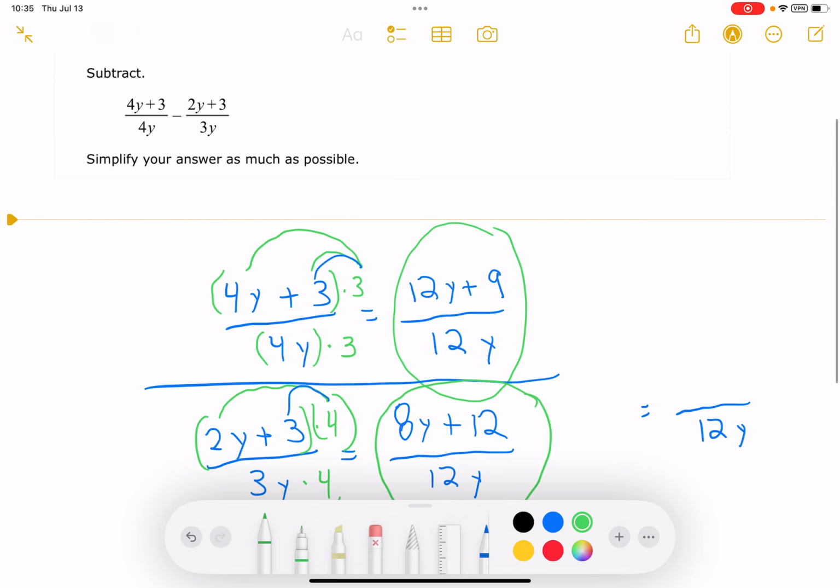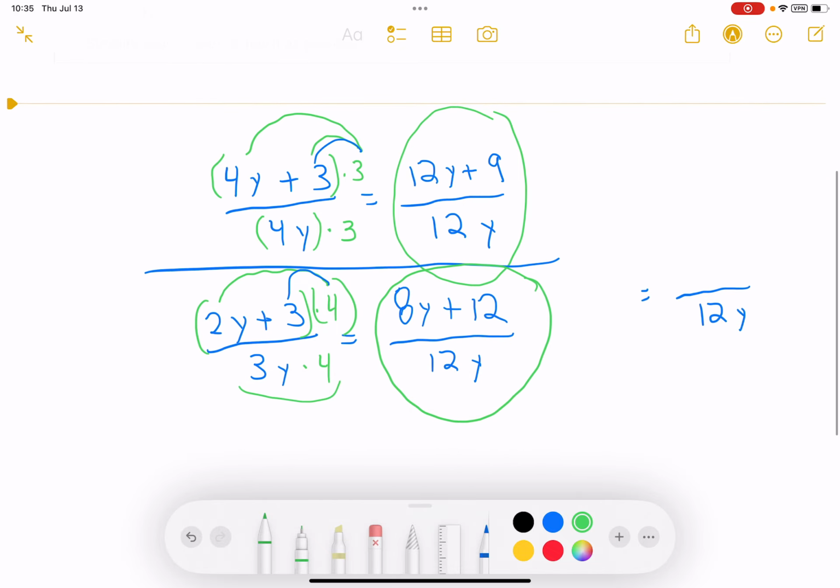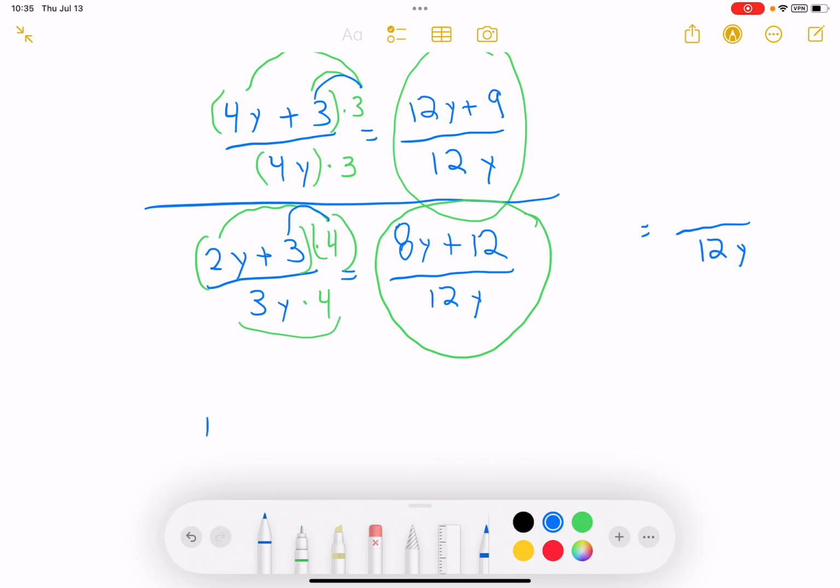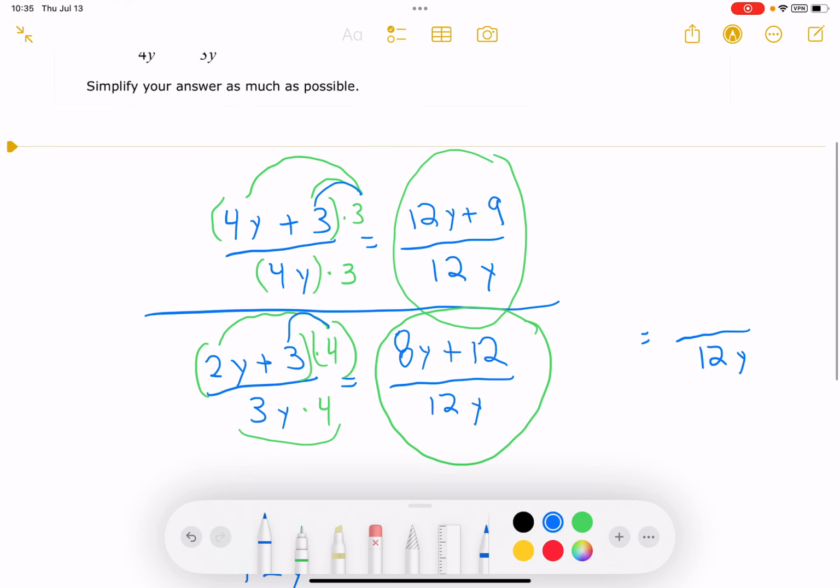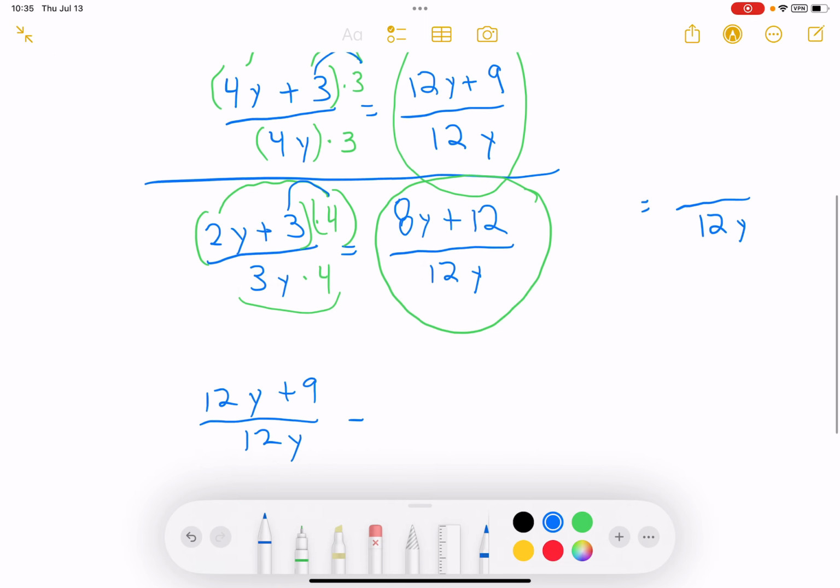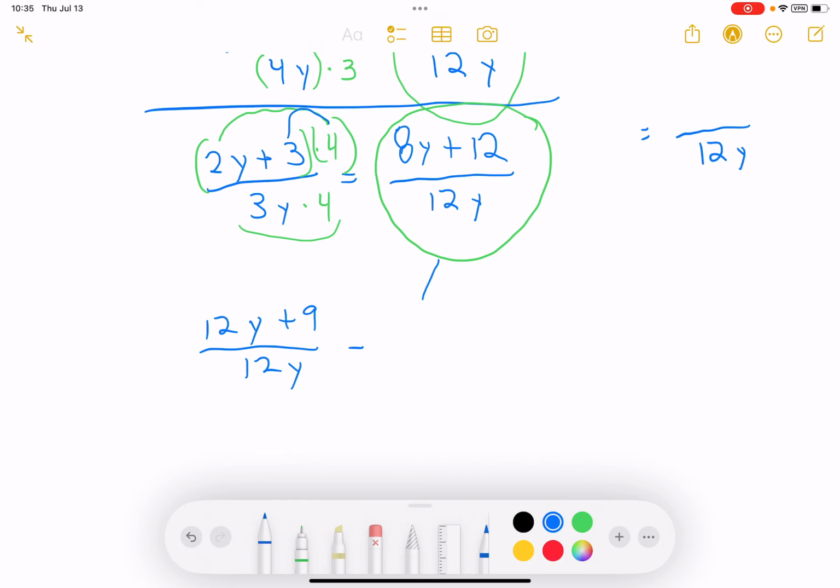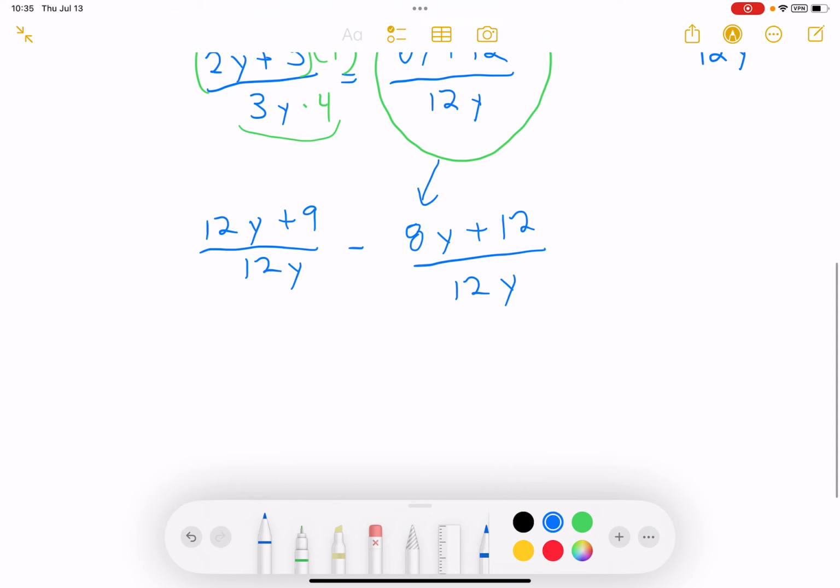So looking at the original problem, let's just change the old expression for the new. So we have, let's write this again, 12y plus 9 over 12y, and it's a subtracting problem, right? Minus, instead of this 2y plus 3 over 3y, we have 8y plus 12 over 12y. So this one's going to go down here. 8y plus 12 over 12y. Now, if the bottoms are the same, we're just going to keep it the same.